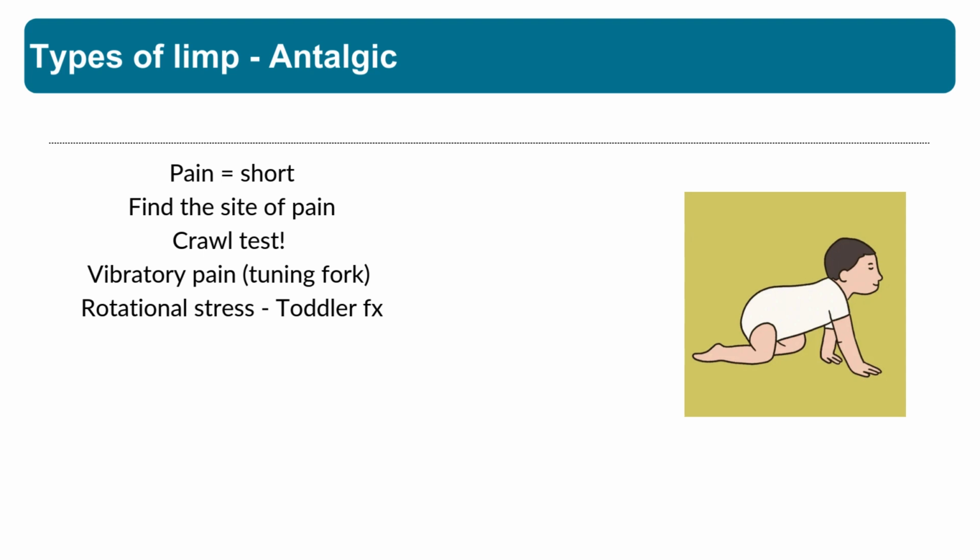You can also have patients that come in with a stress fracture that may not be apparent on radiographs, and sometimes taking a simple tuning fork and causing vibratory stress to that bone can produce pain and help you get a better understanding of a possible stress fracture.